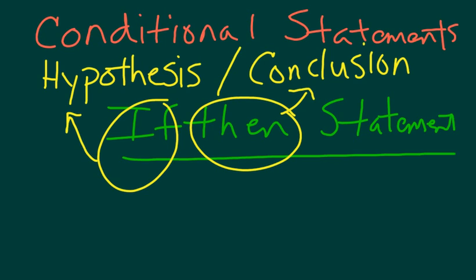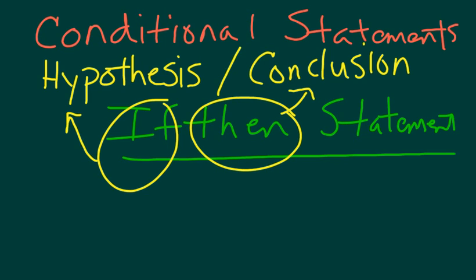Let me read you one and listen for the if and the then. If A is a positive number, then the absolute value of A equals A. Which part is the hypothesis? The part that said if A is a positive number. The conclusion comes after the then. Absolute value of A equals A. Okay? Listen again. If A is a positive number, then the absolute value of A equals A.